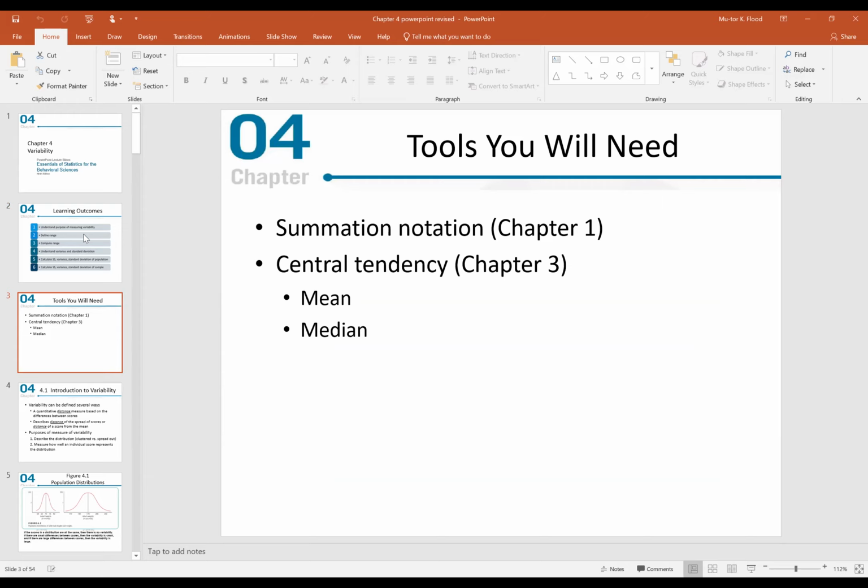So some of the tools that you're going to need in order to be successful in this particular chapter, like I said last lecture, everything in statistics, at least in this class, is going to build off of the previous week. So you're going to have to be comfortable with the summation notation, which by now you probably should be. You're also going to have to be pretty comfortable with two of the measures of central tendency, that being the mean and the median, with the mean being the main thing that you need to be comfortable with. All right, because everything that we're learning this week revolves around the mean.